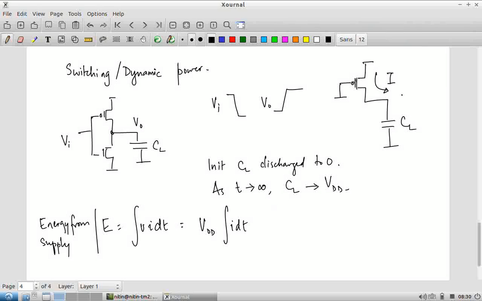What is I? I can be written basically as whatever is the current that is flowing into this capacitance. We are changing the limits of integration. We are now integrating with respect to dVO. Initial value of VO is 0, final value of VO is VDD. So this becomes equal to CL into VDD square.